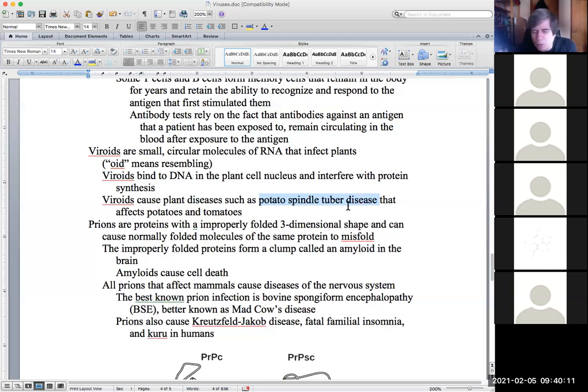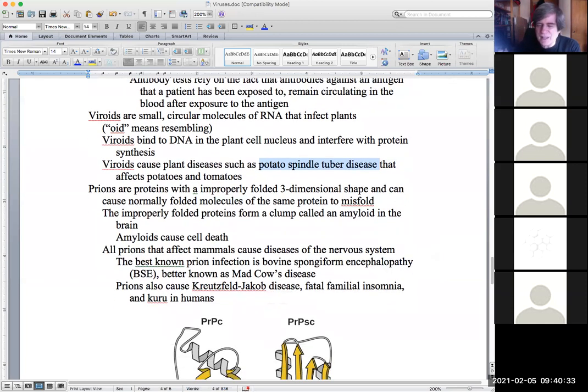Now you might think, why does this same type of viroid affect potatoes and tomatoes? But keep in mind, potatoes and tomatoes, even though they may not look real similar, are actually pretty closely related. They're in the same clade of plants. So it's not real surprising in that sense that a viroid that affects one would affect the other.